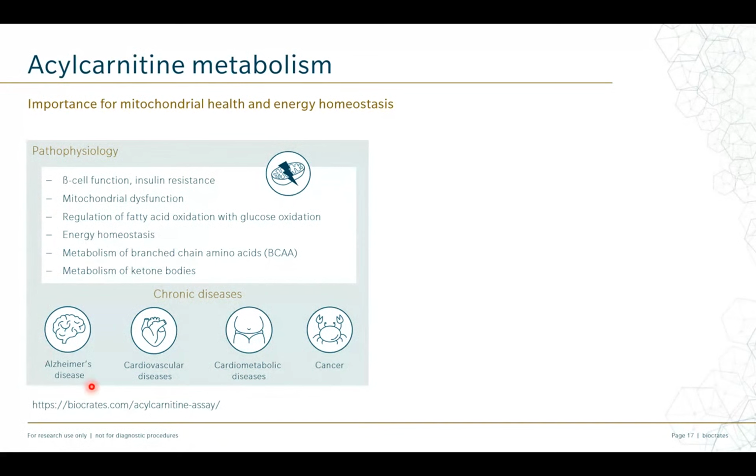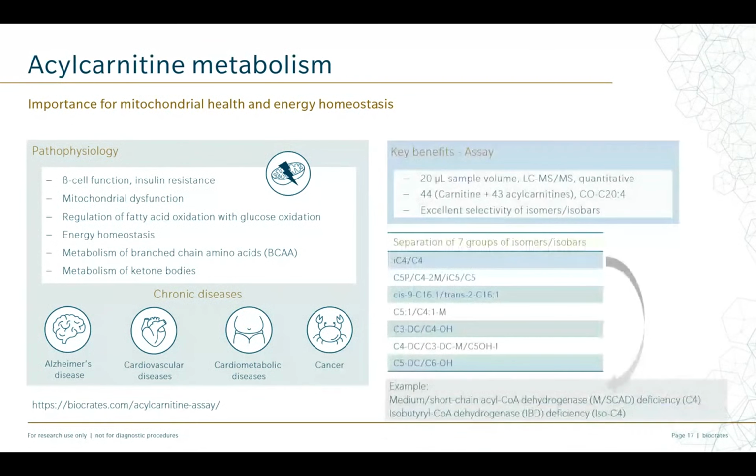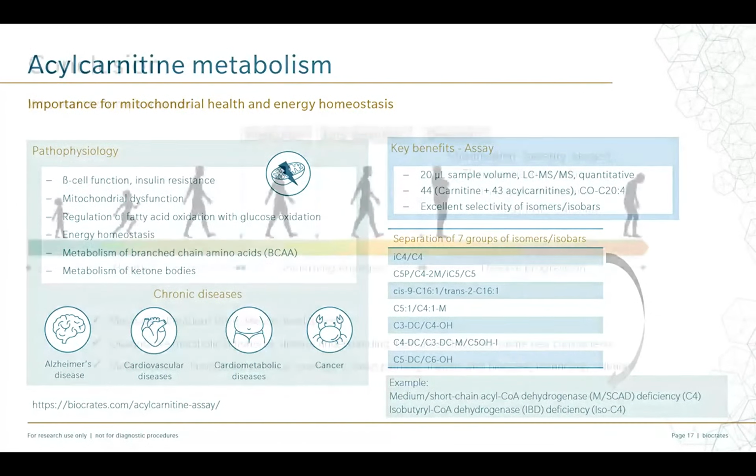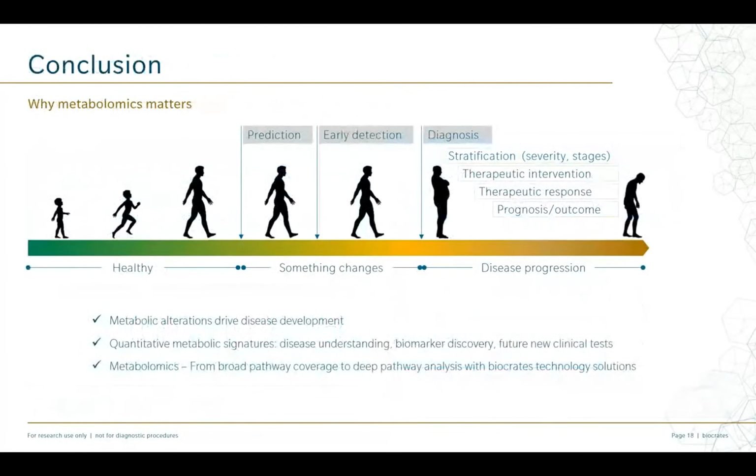Since the level of plasma acylcarnitines reflects the composition of the acylcarnitine pool within a cell, plasma is an ideal matrix to read out the mitochondrial function. In 20 microliter sample volume, up to 44 short-, medium-, and long-chain acylcarnitines can be analyzed with excellent selectivity of isomers and isobars. For instance, iso-C4 and C4 can be separated, which is very important in newborn screening to distinguish between different diseases.